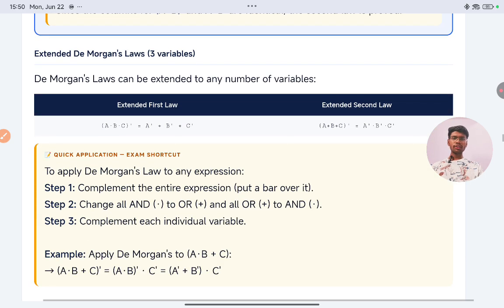Extended De Morgan's law. Sometimes it is written and may be asked. This can be extended to any number of variables. Let's say three variables. Extended first law: (A dot B dot C) whole complement is A complement plus B complement plus C complement. Extended second law: (A plus B plus C) whole complement is A complement dot B complement dot C complement. This is a quick exam shortcut: put a bar over the entire expression, change all AND to OR and all OR to AND, and complement each individual variable. That's the whole thing, right?